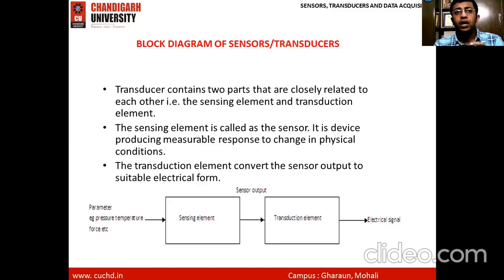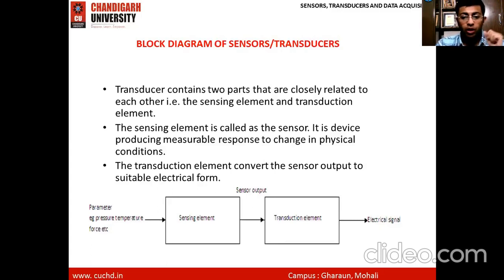Now, what is the definition of a transducer? A transducer is also a device which converts an input physical quantity into an output electrical quantity. So the definitions are similar. Where is the difference between the two? The output of a sensor is not always guaranteed to be electrical in nature. This is the main difference. But in the case of a transducer, the output will always be electrical in nature.